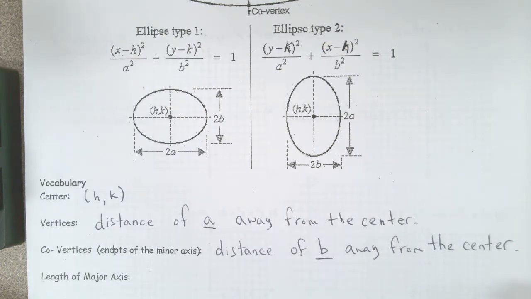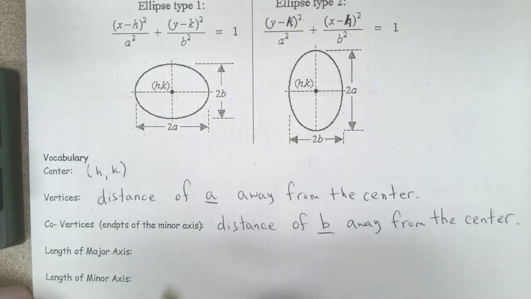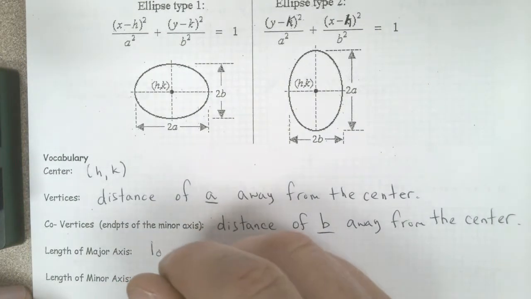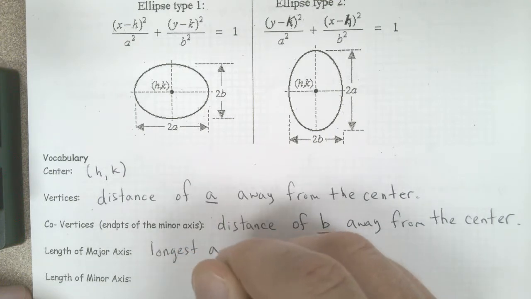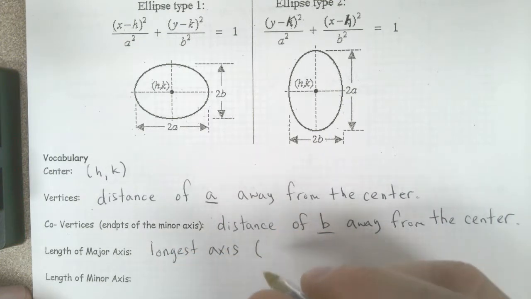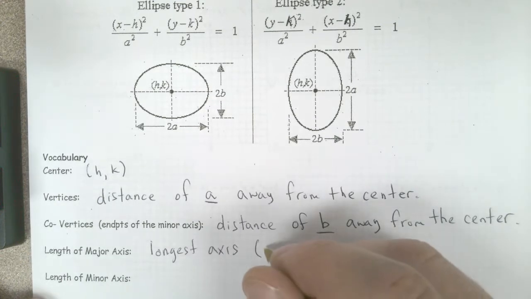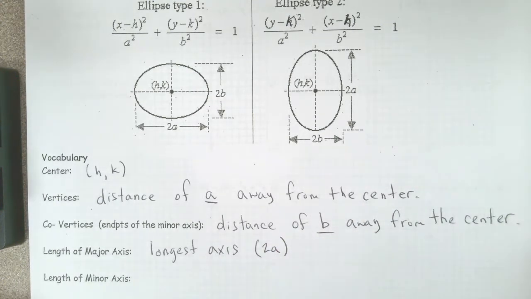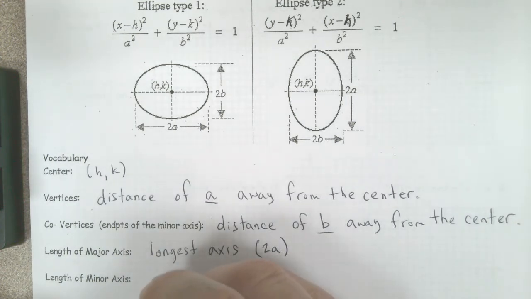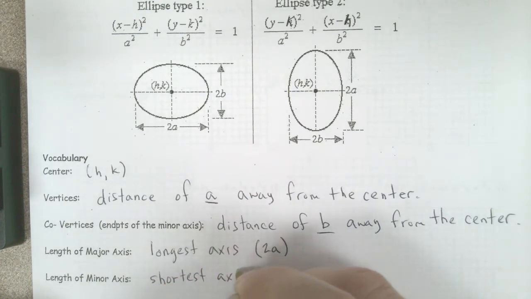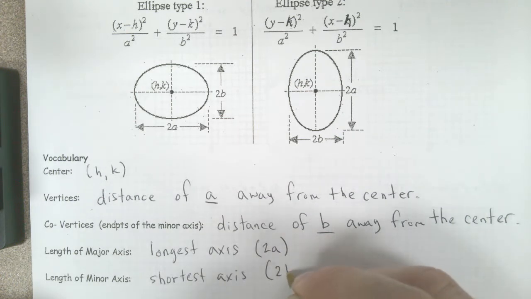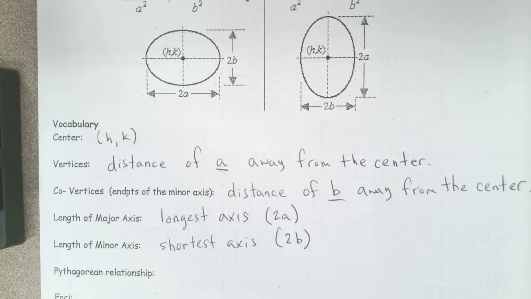Now, the length of the major axis is the longest axis, and it's represented by the expression 2 times A. So if we know that A is 5, then the length of the major axis is going to be 10. The length of the minor axis is the shorter or shortest axis. It's represented by the expression 2B, or 2 times B.